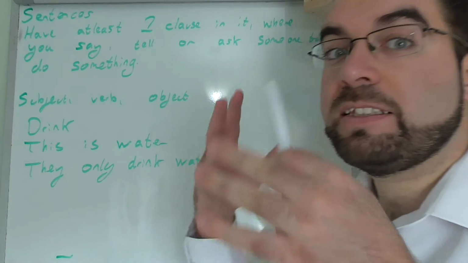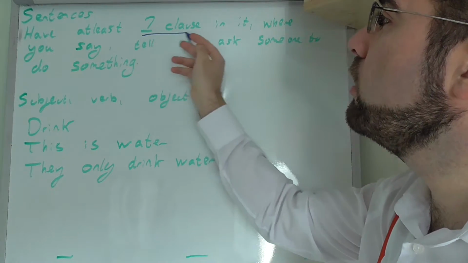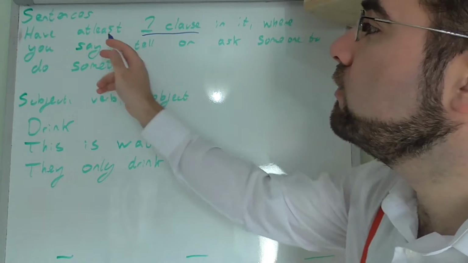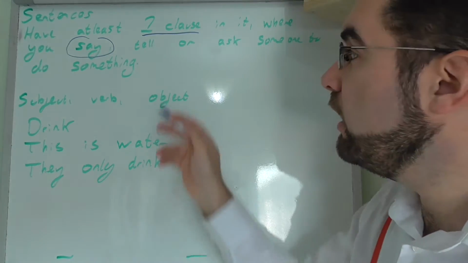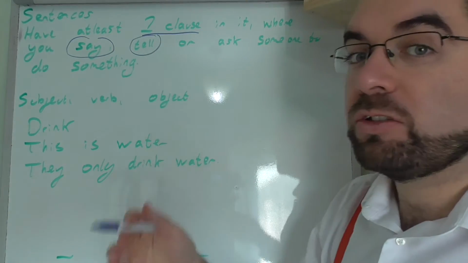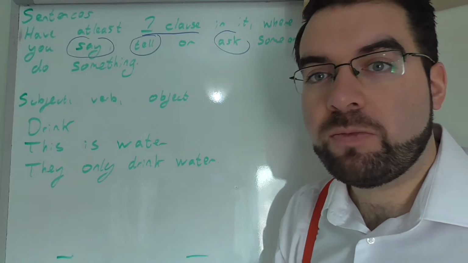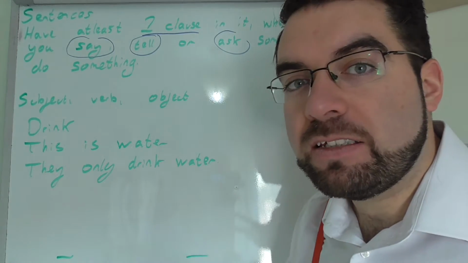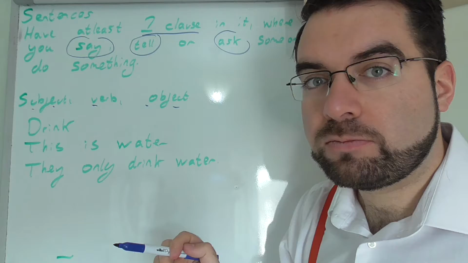Okay, so let's look at sentences. Sentences have at least one clause in them. And a clause is saying something, telling someone, or asking someone to do something. So it's simply communicating in a sentence with subjects, verbs and objects.